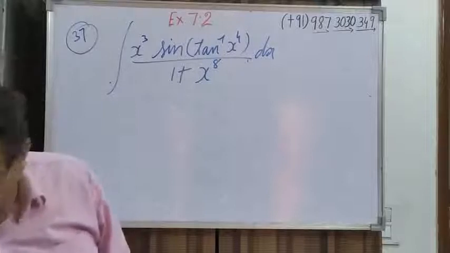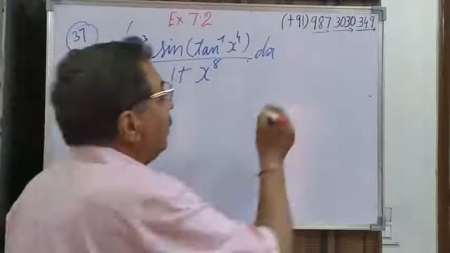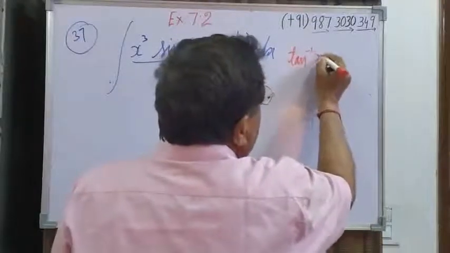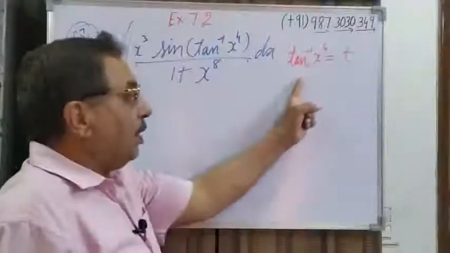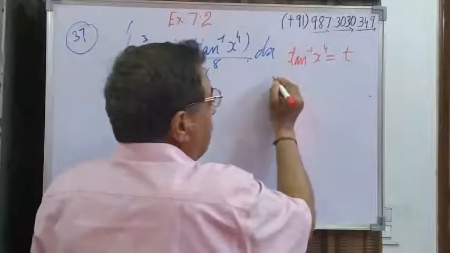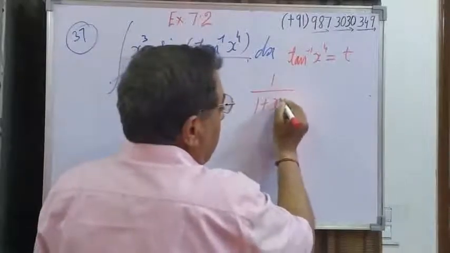Now, in case you are a little expert, what you observe, I feel, is that tan inverse x to the power 4 is a function and the remaining might be its derivative. So if tan inverse x to the power 4 is taken as t, what you observe is that its derivative is 1 upon x to the power 8.